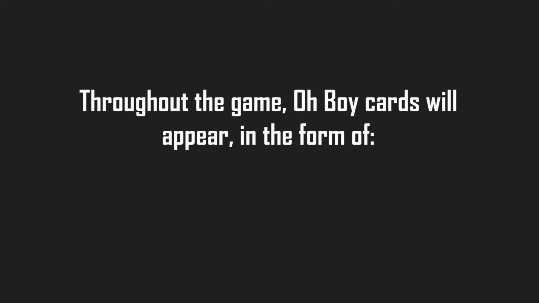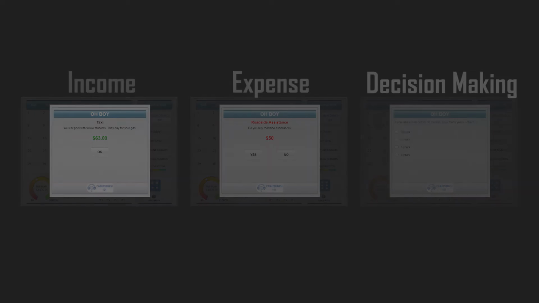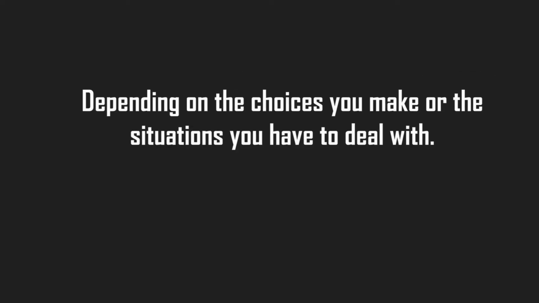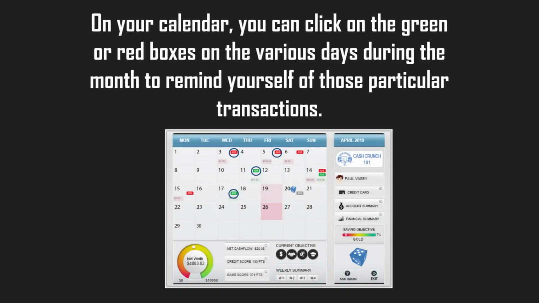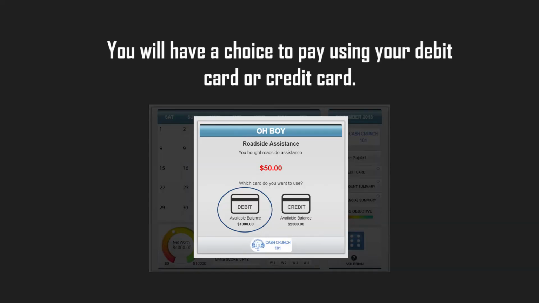Throughout the game, Oh Boy cards will appear in the form of income, expense, decision making, and multiple choice. These cards will have an effect on your net worth depending on the choices you make or the situations you have to deal with. On your calendar, you can click on the green or red boxes on the various days during the month to remind yourself of those particular transactions. Receiving an Oh Boy card will result in you receiving income or having to pay money. You will have to choose to pay using your debit card or credit card.